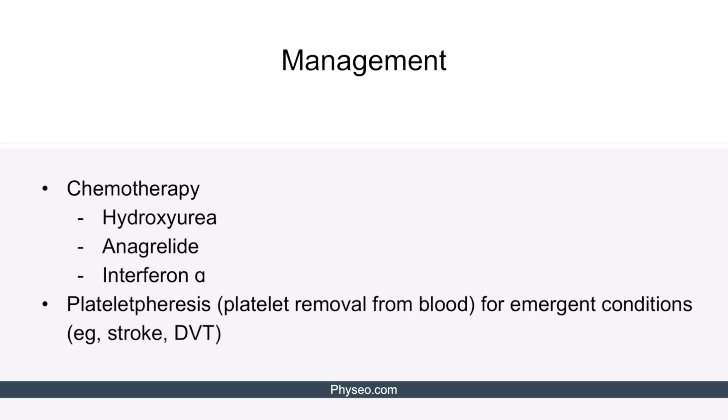The mainstay of treatment of essential thrombocythemia is chemotherapy. Most commonly used medications include antimetabolites like hydroxyurea and phosphodiesterase inhibitors like anagrelide. Interferon alpha can also be used in the treatment of essential thrombocythemia. Platelet pheresis, which is the procedure of platelet removal from the blood, is used for emergent conditions like stroke or deep venous thrombosis. Let's try a question.